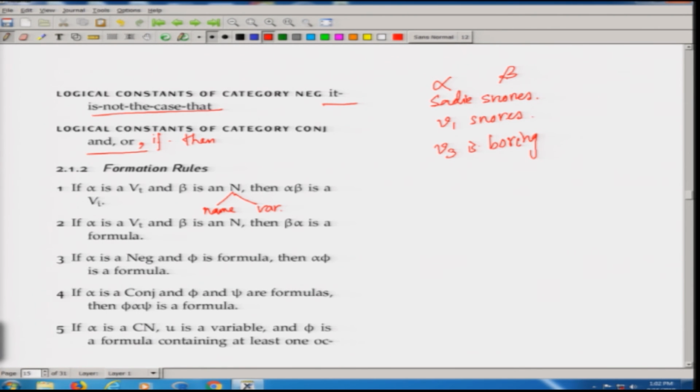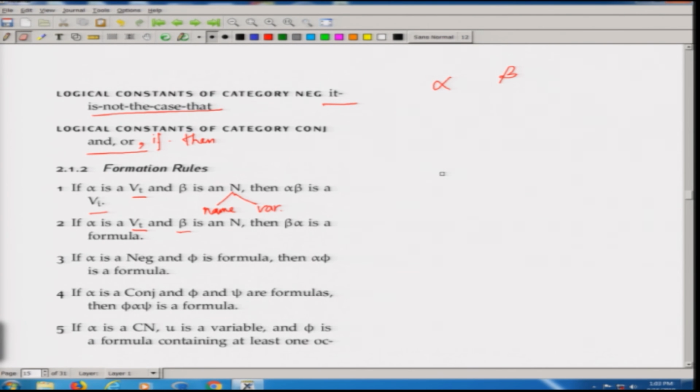What is the second rule? The second rule is if alpha is a Vt and beta an n, then beta alpha is a formula. So now first we converted a Vt into a Vi, and then, I think I need to revisit what I said. So this rule will rather be this. I'm sorry for this mistake.